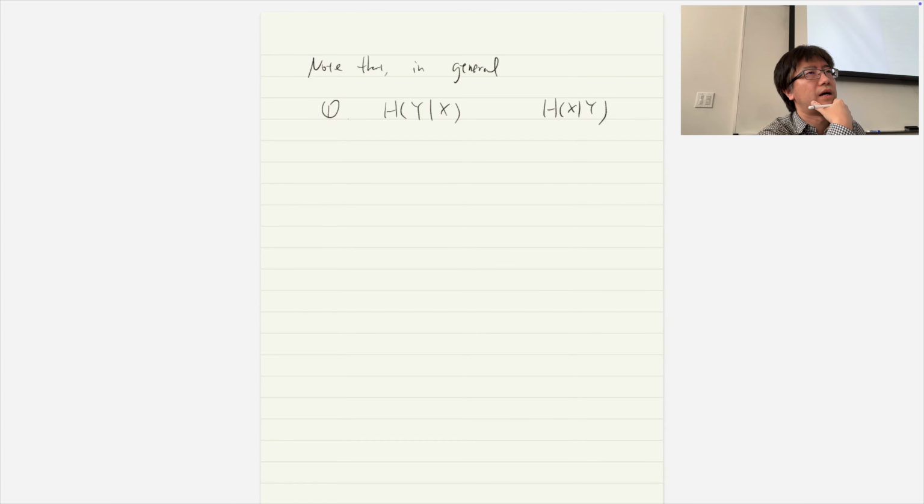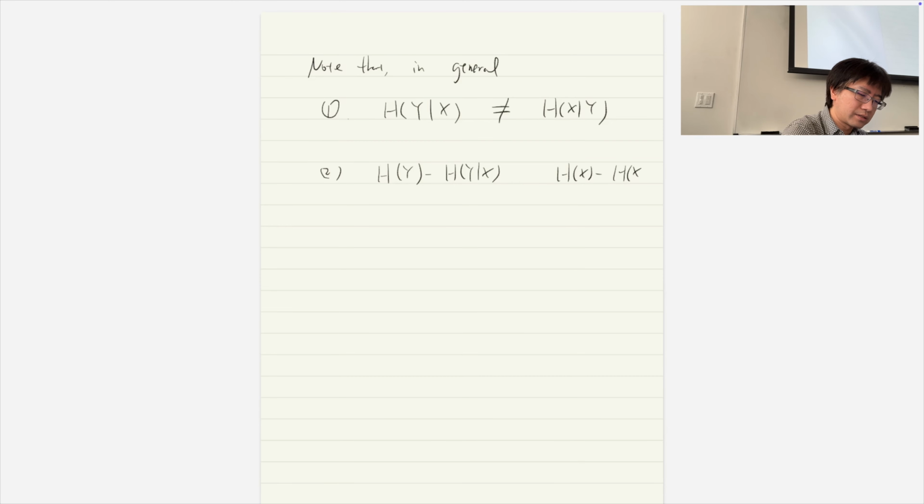No. Why not? They're not equal. We're going to see that very soon. But one quantity is indeed equal. If we compute H(y) minus H(y given x), and H(x) minus H(x given y), these two quantities are equal.